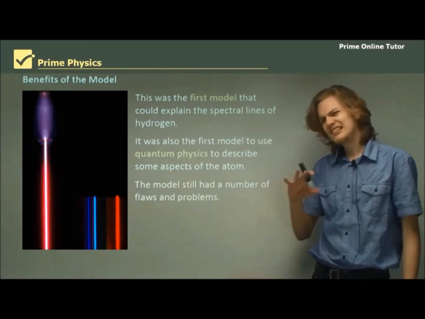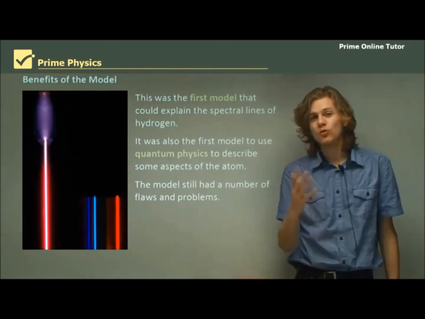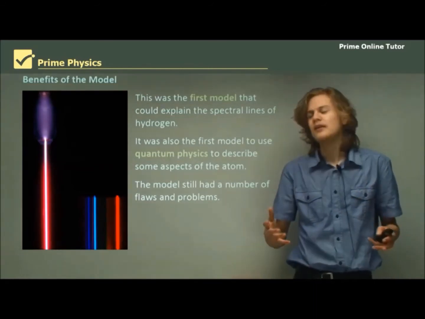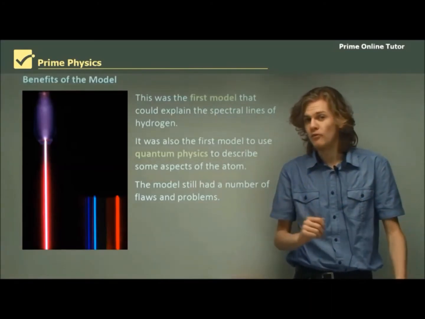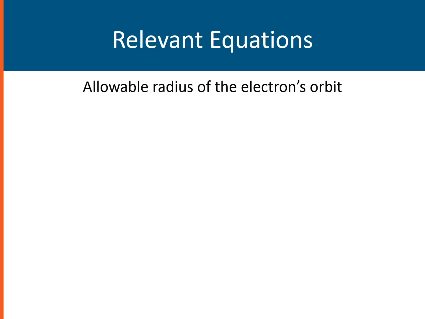The model still had a number of flaws and problems. It was a big step forward, especially for using quantum physics to model the real world, but it was far from perfect. Now let's talk about the relevant equations of Bohr's atomic model. The first equation is the radius of the atom, or the radius of the electron's orbit. Now this equation is based on the assumption that the electron can only exist in certain allowed orbits.